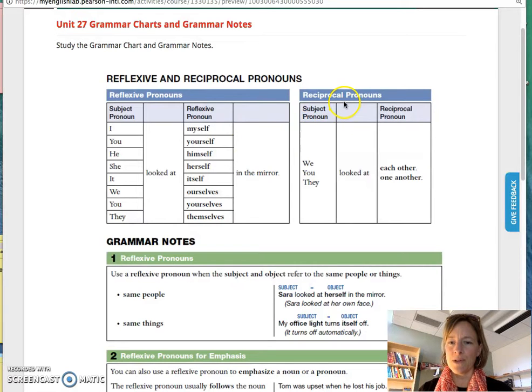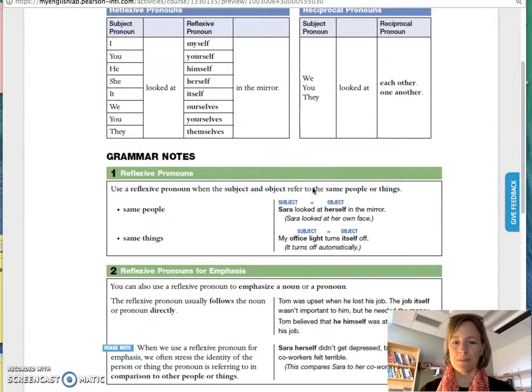For reciprocal pronouns, please notice that the subject pronoun can only be plural. There's no I or he or she here. It's only we, you, and they, because there has to be two people. To use a reciprocal pronoun, there has to be two or more people, and they're both doing the same action. I hope that makes sense. Let's take a look at some examples.